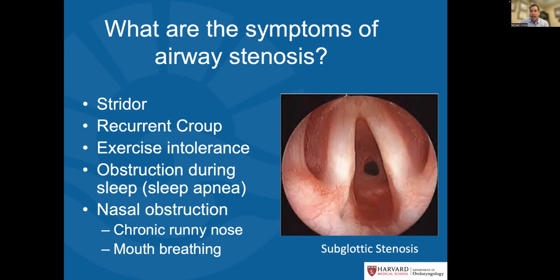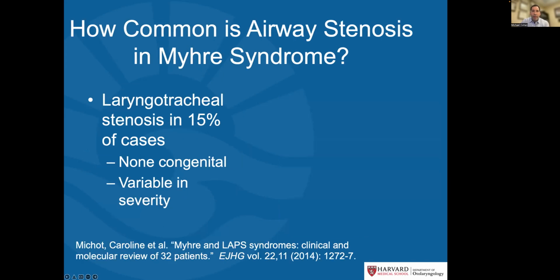Exercise intolerance, meaning getting out of breath really easily with exercising. That's a sign of a narrow airway. And obstruction during sleep or obstructive sleep apnea. Any level of airway obstruction can result in obstructive sleep apnea, and certainly airway stenosis is no exception. And also chronic nasal obstruction, such as a chronic runny nose or chronic mouth breathing. This can be due to enlargement of the adenoids, nasal congestion due to allergies, but can also be due to scar within the nose.